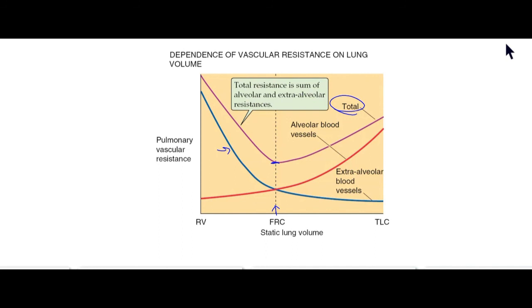As you start to increase your lung volume, moving from FRC up to your tidal volume or your total lung capacity, if you go all the way up to your inspiratory reserve, now you're starting to see the effect of the crushing of those blood vessels as the lungs start to inflate. Because of that, any effect that you have of dilating the extra-alveolar vessels is basically counteracted by the crushing of the alveolar blood vessels. So the overall resistance is going to increase, which is going to slow down flow to allow gas exchange to occur.